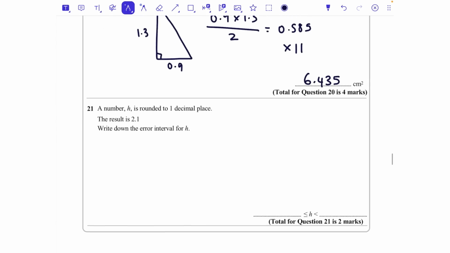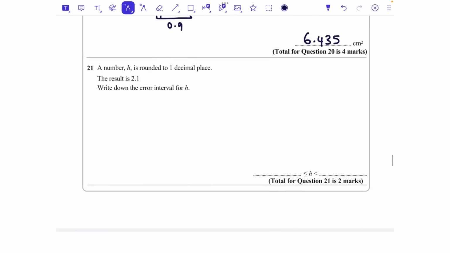For question number 21, a number h is rounded to 1 decimal place. The result is 2.1. Write down the error interval for h. So an error interval is saying the absolute biggest and the absolute smallest the number could have been before it was rounded. So if it's 2.1, it didn't round to 2.0 and it didn't round to 2.2. They both also have 1 decimal place.